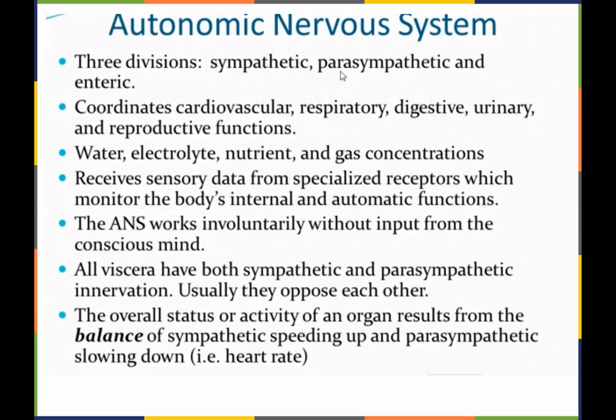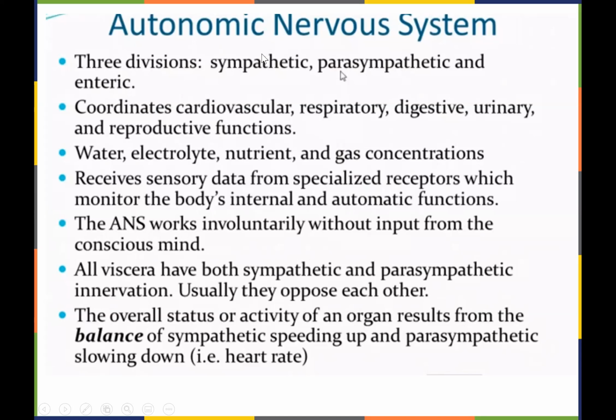So there are 3 divisions in the autonomic nervous system: sympathetic, parasympathetic, and enteric. The enteric nervous system is the nervous system of your GI tract, gastrointestinal tract. We will touch upon this when we study the digestive system. Because see, we have a very long GI tract, 25 feet. So it's too hard for the brain to monitor every inch of that tract. So it has its own nervous system.